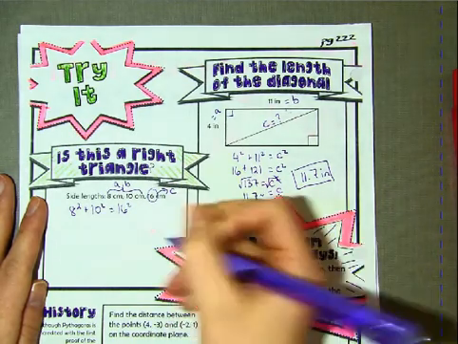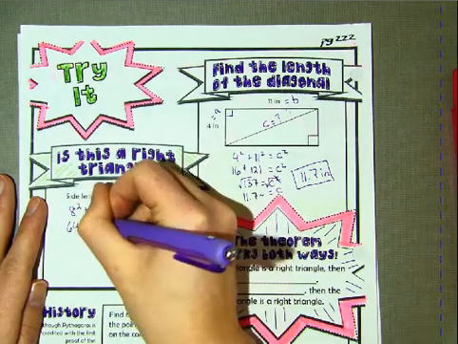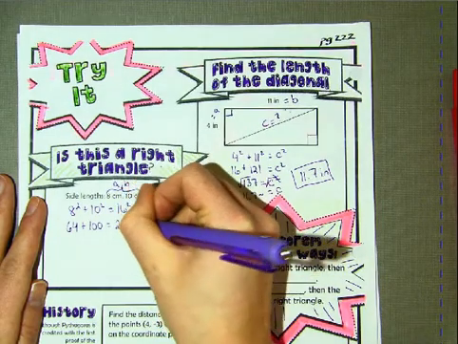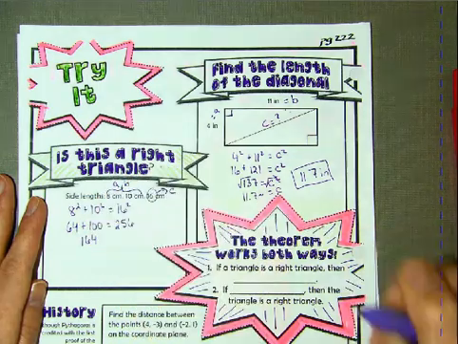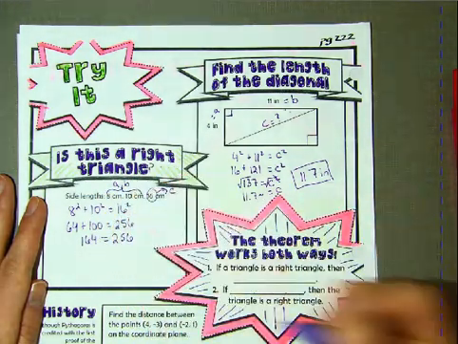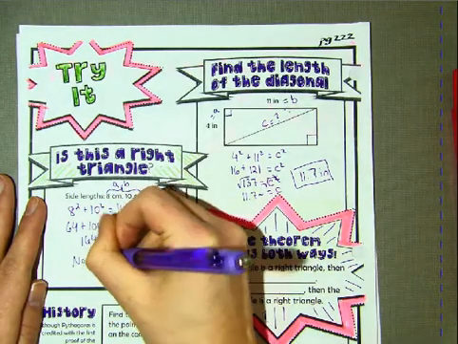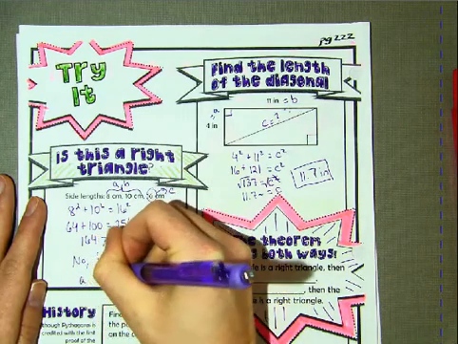So 8 squared is 64, 10 squared is 100, 16 squared is 256. 100 plus 64 is 164. And is that equal to 256? No. So, no. It is not a right triangle.